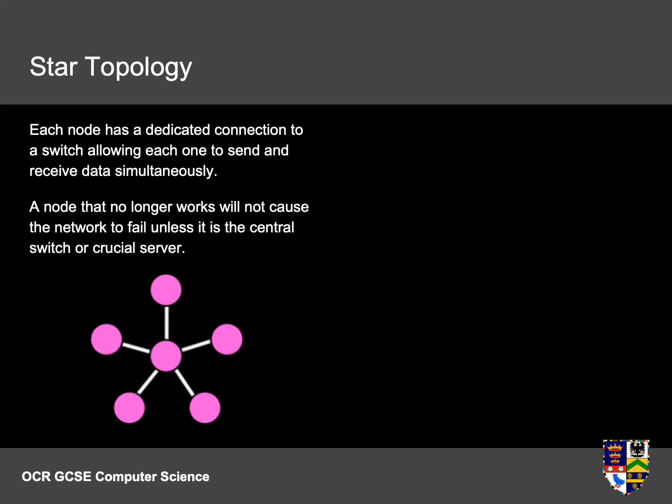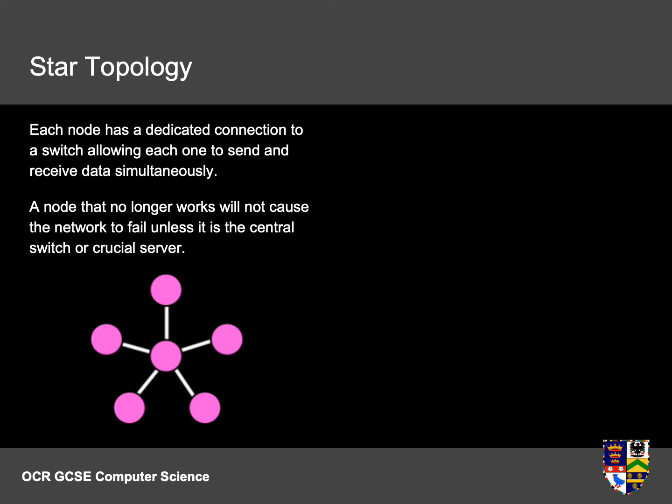Now, a node that no longer works on that network, providing it's not that central switch, means that there's very minimal impact on that network. Obviously, if the node that fails is a printer, you're not going to be able to print anymore, but in terms of the rest of the network being able to function without it, it should be able to continue with minimal disruption.